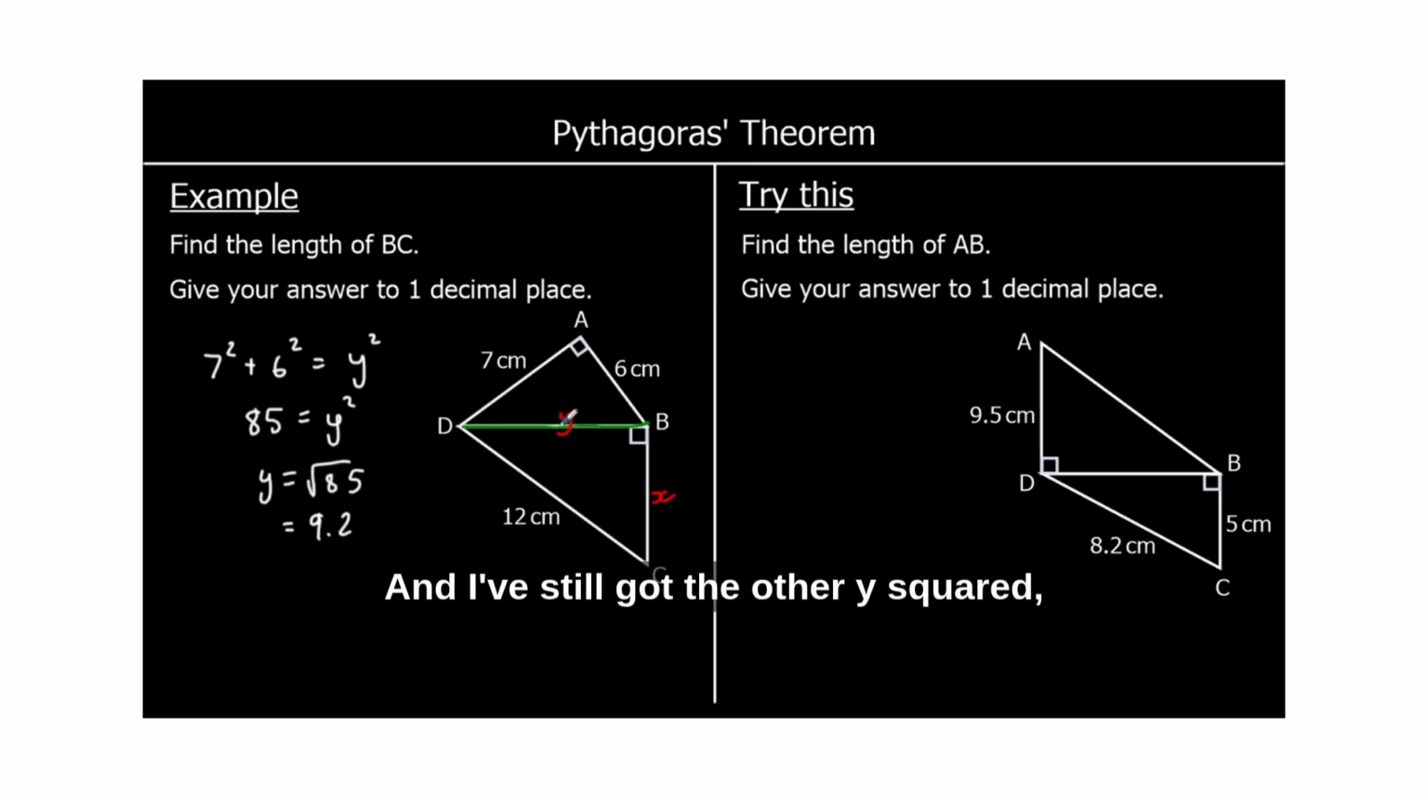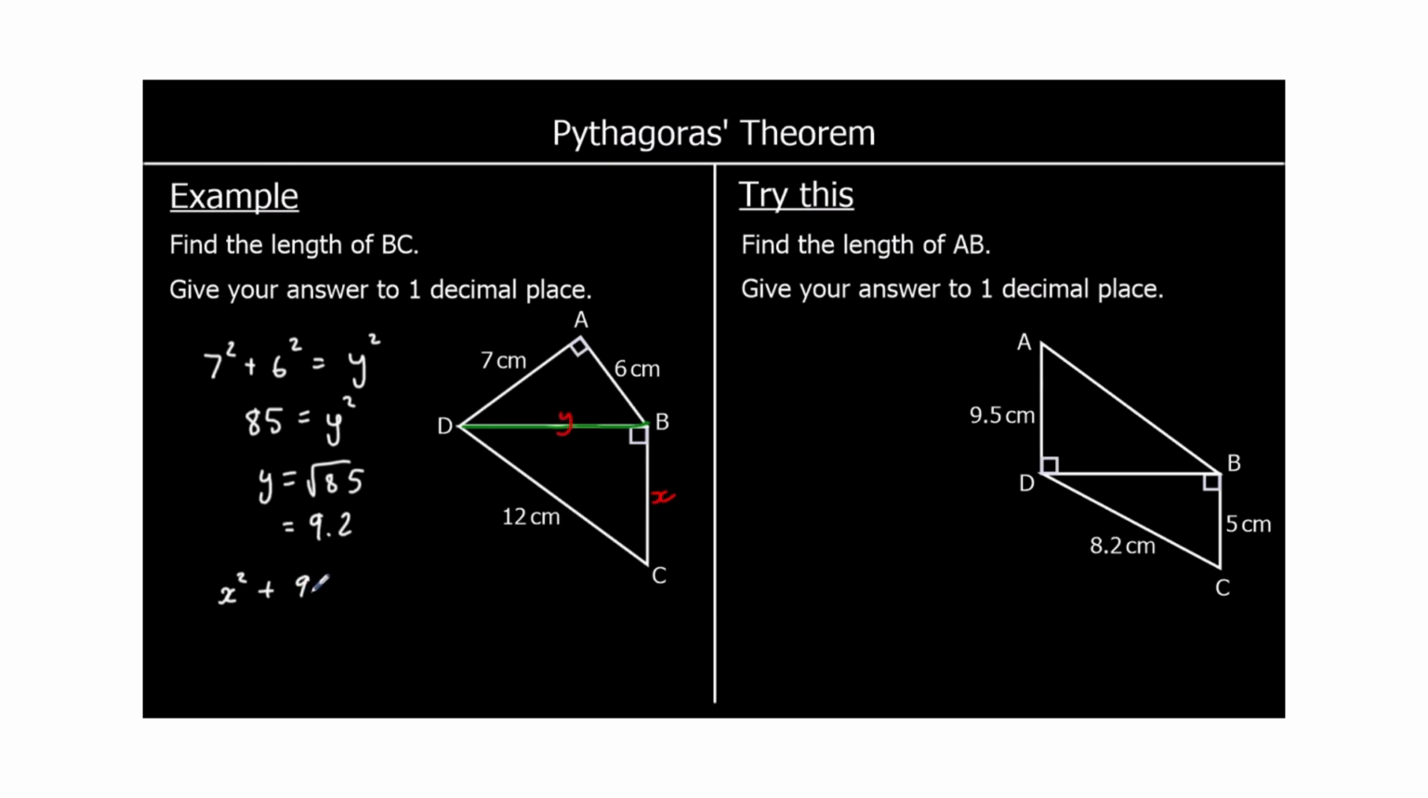So now we know this green length, so we can use the second right angle triangle, and we're working out one of the shorter sides. 12 is opposite the right angle. That's the hypotenuse. So we know that a squared plus b squared equals c squared, which means x squared plus our green length, which was 9.2 squared, equals 12 squared.